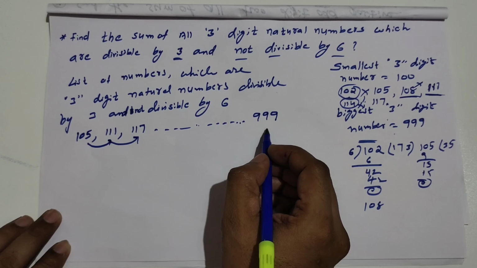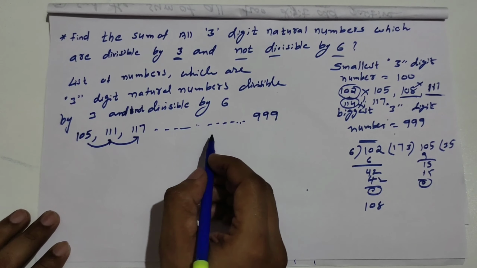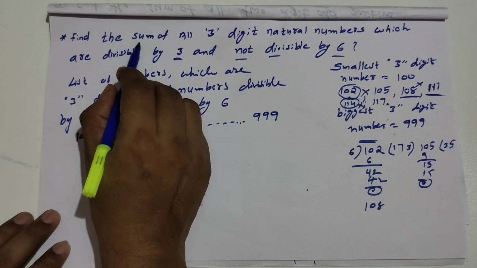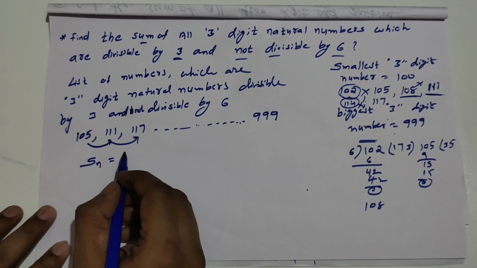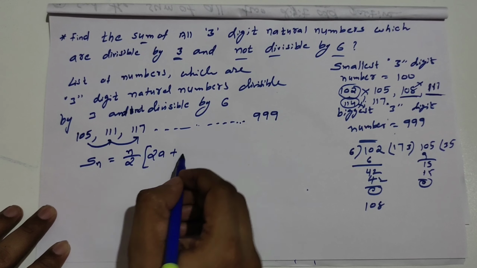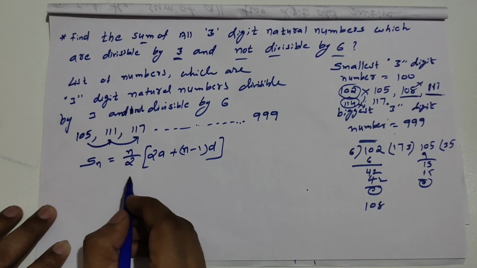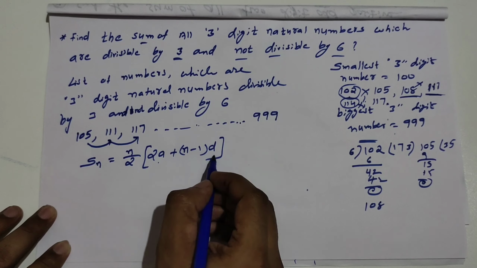It is exactly divisible by 3 but not divisible by 6. Now we have to find the sum. To find the sum we need a formula, that is Sn is equal to n by 2 into 2a plus n minus 1 into d. So here we need to find a, d and n.